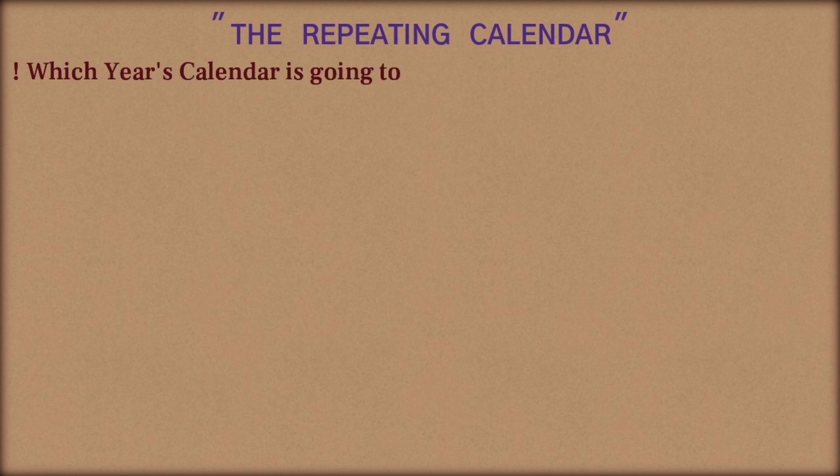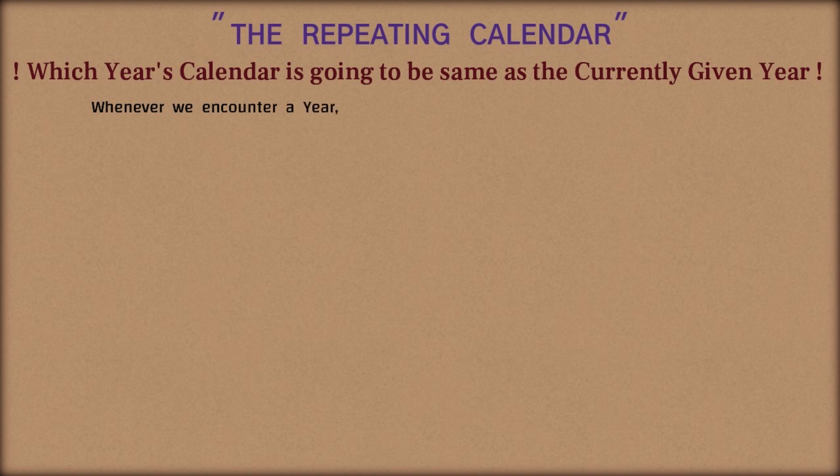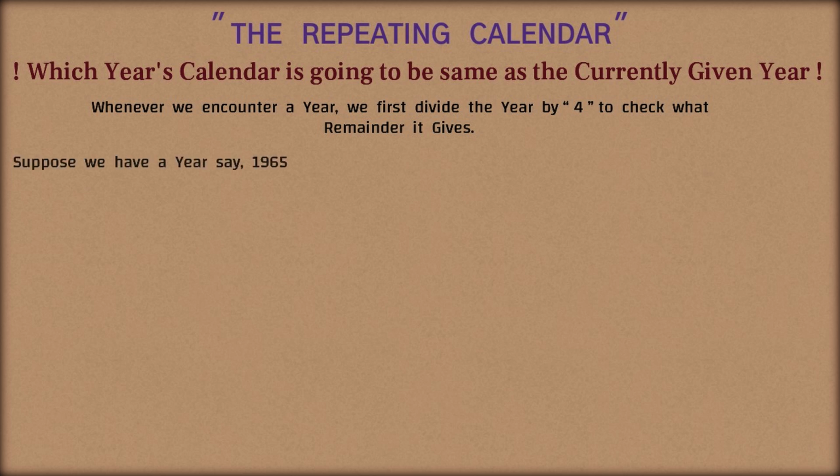Oftentimes, the question is asked about which year's calendar is going to be the same as the given year, and to figure it out ASAP, we use this trick. Whenever we are given a particular year, we first divide the year by 4 to check what remainder it gives. Suppose we have a year 1965.